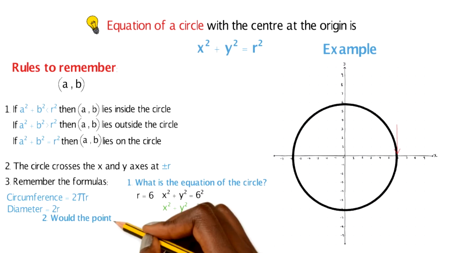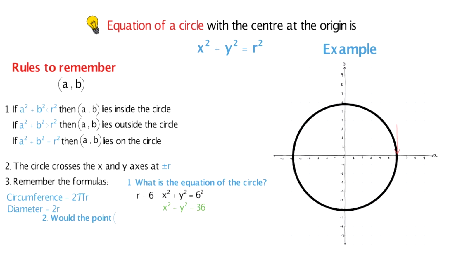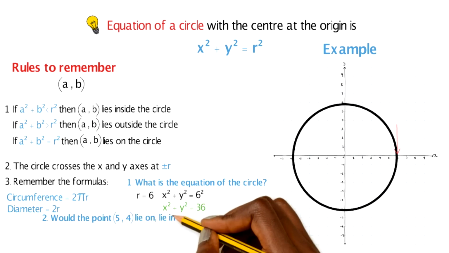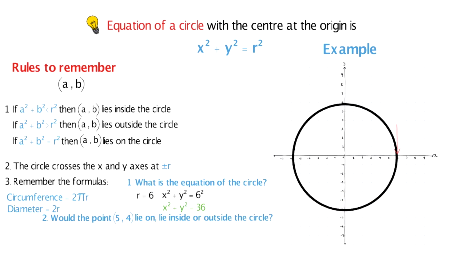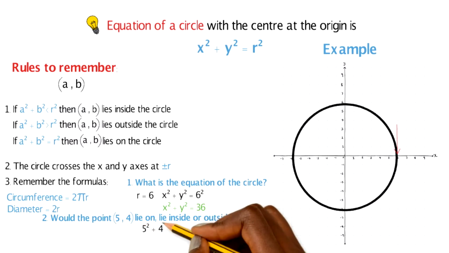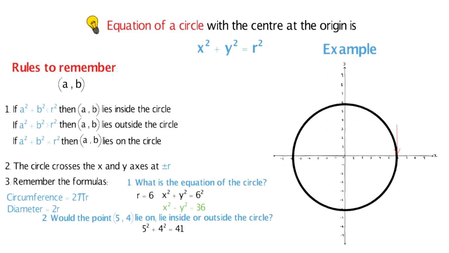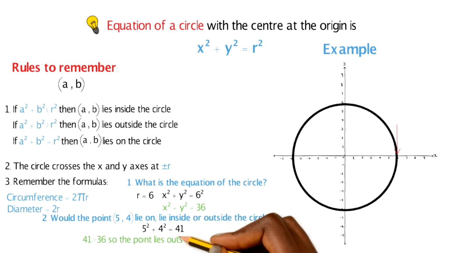Now, a follow-up question, which is what I was mentioning before about how these can come up in exam questions: would the point (5, 4) lie on, inside, or outside of the circle? You're going to substitute the x and y values into the equation of the circle, and that gives you the answer 41 for this coordinate. 41 is greater than 36, and so this tells us that this point lies outside the circle.